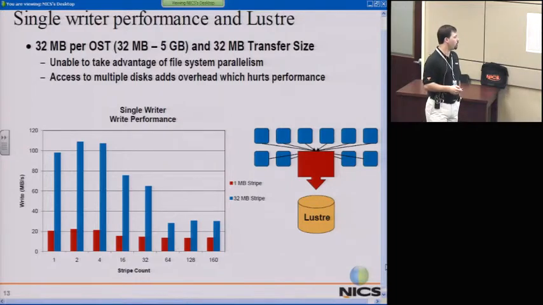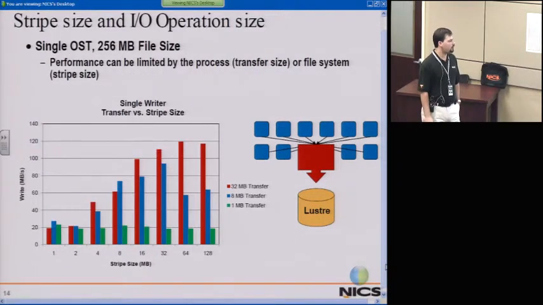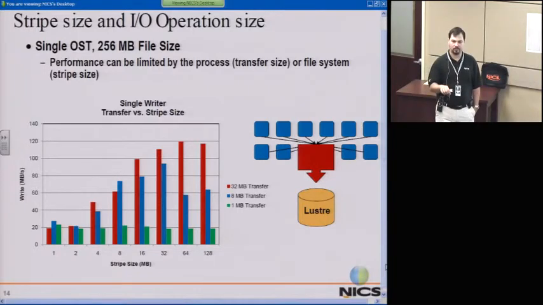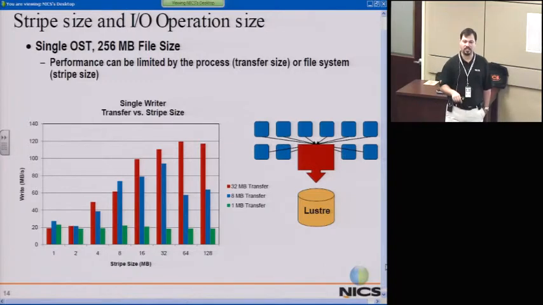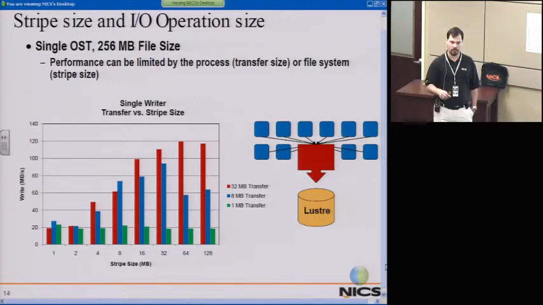A little bit faster in that regard. And it peaks out around 110 or so megabytes a second. This particular graph shows the same situation where we have one process performing I/O. It's actually a 256 megabyte file, and it's only written on one OST. So we're not striping across multiple OSTs in this, we're just on one OST. And we saw before where we had an increase in performance with the larger stripe sizes.